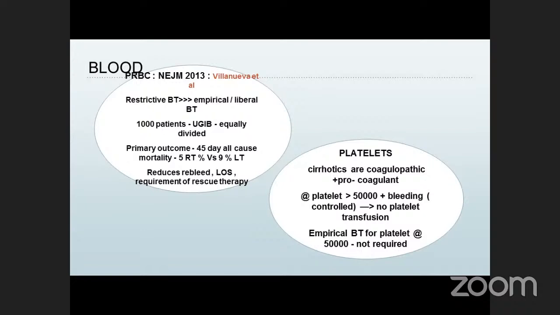Next is platelet transfusion. Since cirrhotic patients are always coagulopathic as well as procoagulant, hence a threshold of 50,000 is to be kept for platelet transfusion, and that too when the patient is having ongoing bleeding. If the patient is not bleeding and still the platelet count is at around 50,000, then there is no requirement for empirical transfusion with platelets.